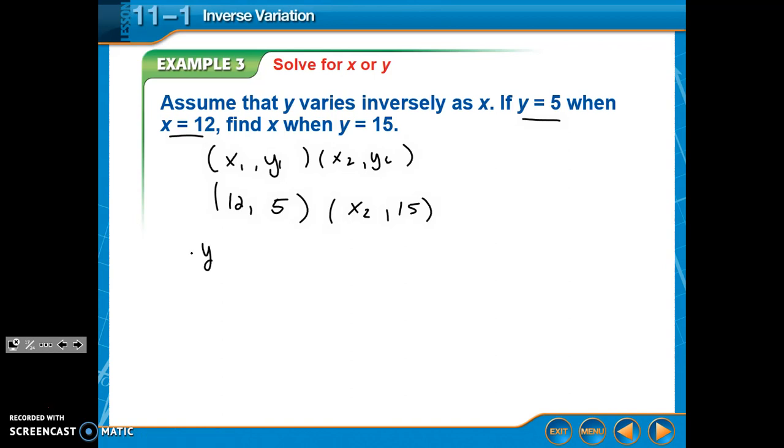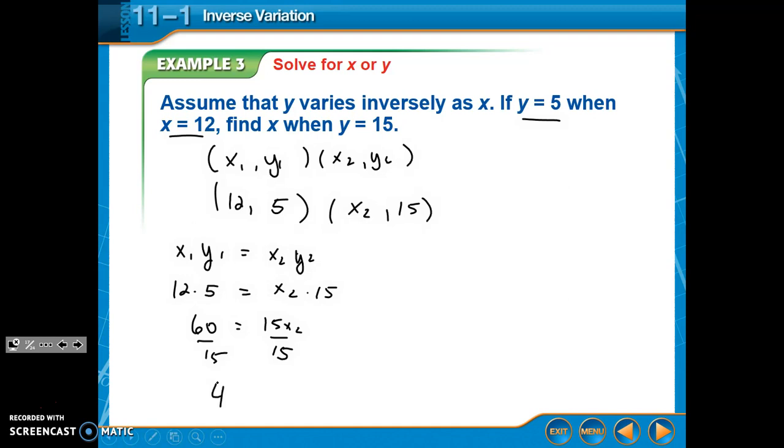So we said that x1 times y1 is equal to x2 times y2. So I'm just going to do 12 times 5 is equal to, x2 is what we're looking for, times 15. So 12 times 5 is 60, and that's equal to 15x2. So to solve for x2, I'm going to divide both sides by 15, and I get 60 over 15 is 4.